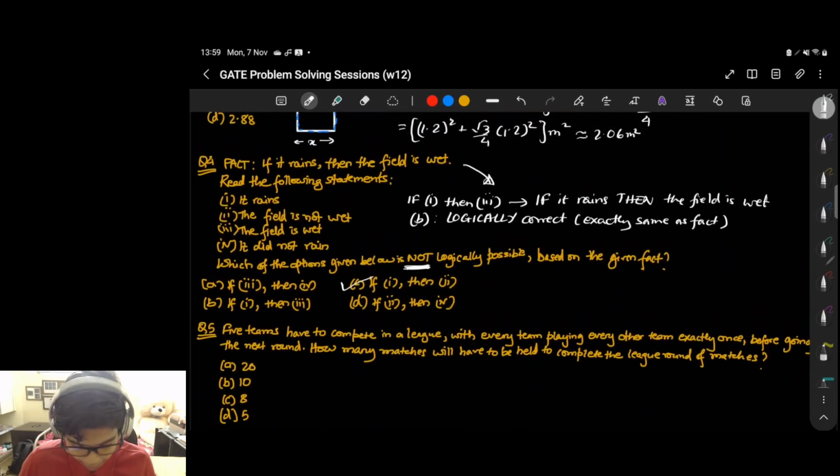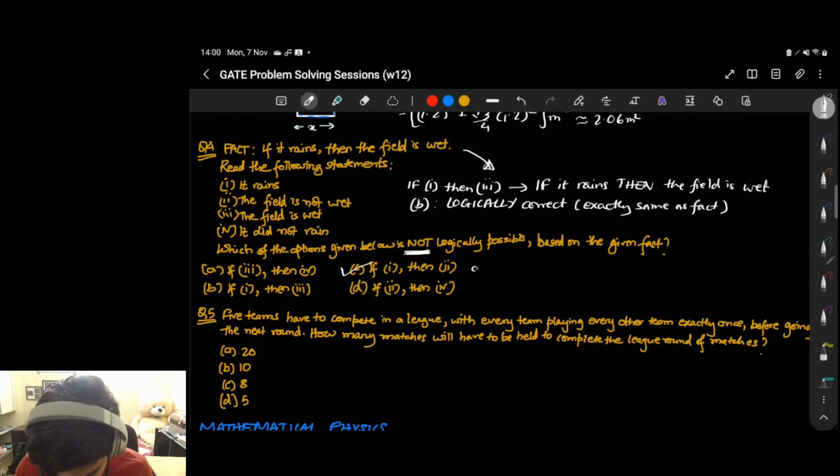Then option B is if 1, then 3. That if it rains, then the field is wet. This is the same as the fact. Then option D is if 2, then 4. That if the field is not wet, then it did not rain. This is also true, and this is possible, that if the field is not wet, then it probably did not rain. So the only logically completely incorrect option is option C, which is if it rains, then the field is not wet, which is completely opposite. This is opposite to the fact.